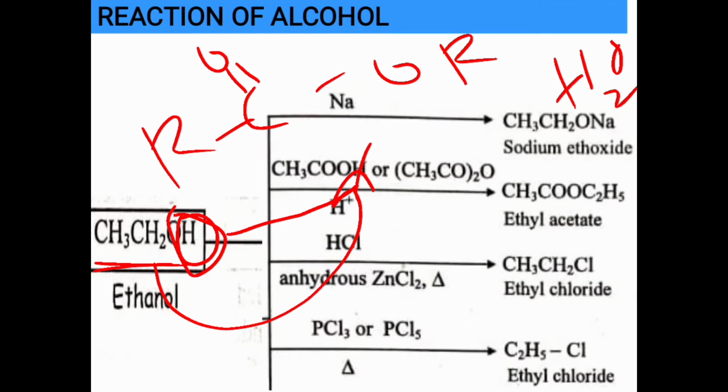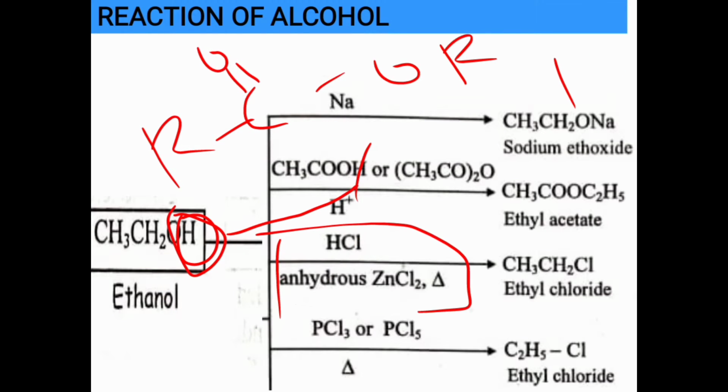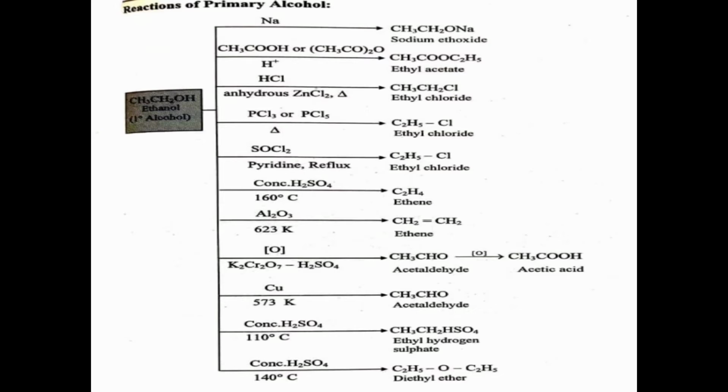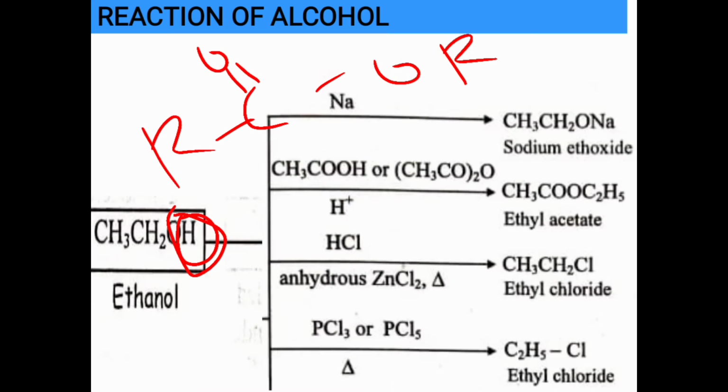Now when ethanol reacts with hydrochloric acid in the presence of anhydrous zinc chloride, this is also known as Lucas reagent, and it results in the formation of ethyl chloride. Ethyl chloride is formed.